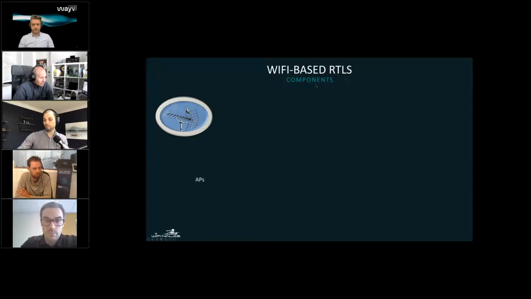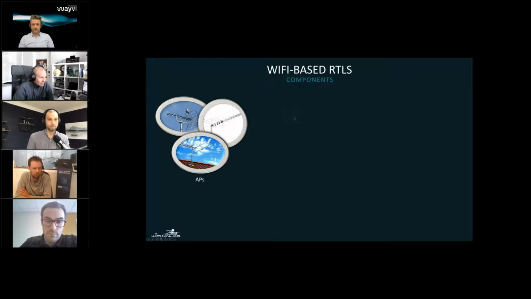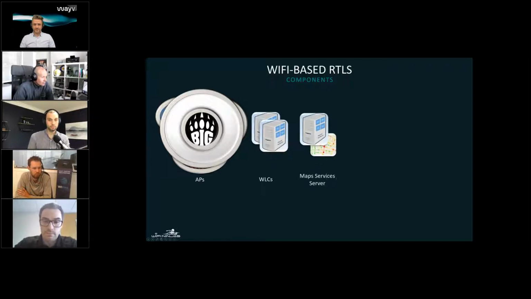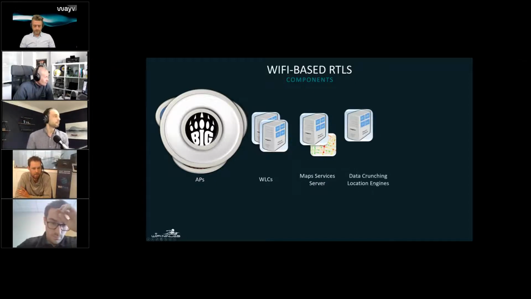So what do we need? We need access points with antennas, more than one, a lot more. And those access points tend to be quite big, okay? And then we need wireless LAN controllers, preferably 2 for redundancy. And we need a maps services server to upload maps, to scale them, to put the walls in if you want to put an access point in, and then we will export those maps to a data-crunching location engine. In most cases, it will be 2 servers.